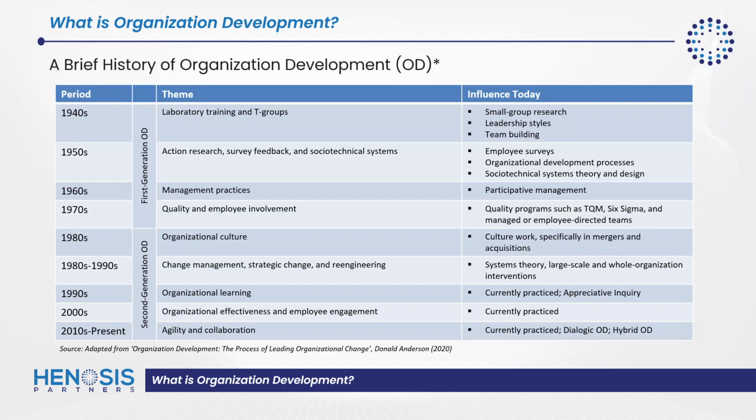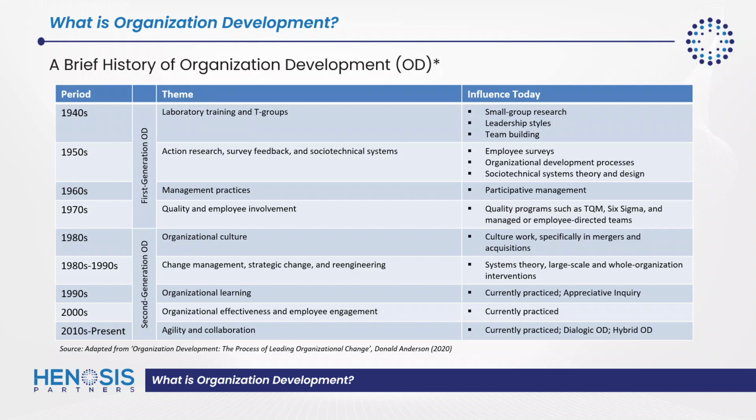And across the 1980s and 1990s, we saw the rise of change management as a discipline, strategic change, and re-engineering emerge. And these OD themes continue to influence systems theory, large-scale and whole organization interventions. In the 1990s, we saw the rise of organizational learning, largely due to the popular book The Fifth Discipline by Peter Senge. And organizational learning continues to be popular today. In the 2000s, we saw the rise of organizational effectiveness and employee engagement, which is also a contemporary theme of organization development work today. And from the 2010s up to the present, we see a new organization development theme emerge around agility and collaboration. And these themes are reflected in both Dialogic OD and hybrid OD as methodologies to bring about large-scale transformational change.